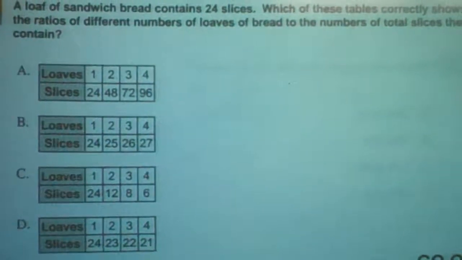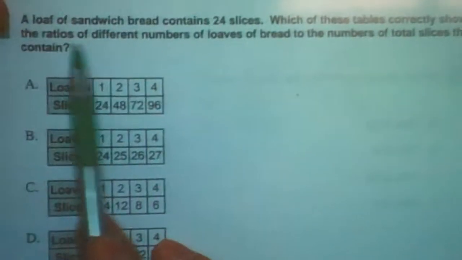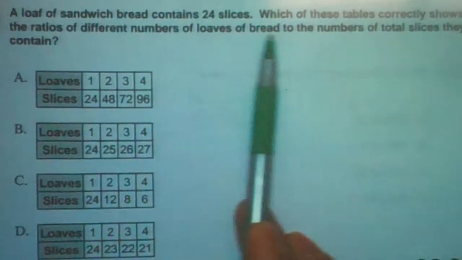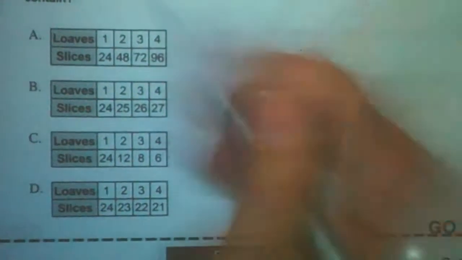A loaf of sandwich bread contains 24 slices. Which of these tables correctly shows the ratios of different number of loaves of bread to the number of total slices they contain? So I'm still going to circle my key information.